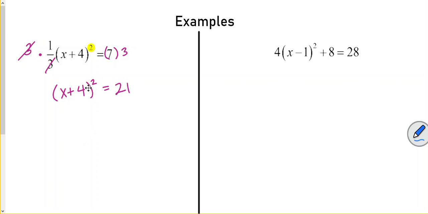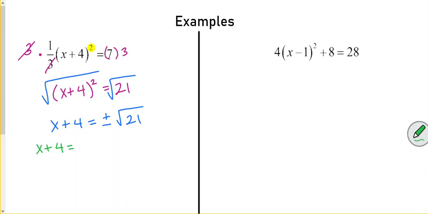Now my next step was to get rid of the exponent. So I'm going to square root. So that leaves me with x plus 4 equals, 21 is not a perfect square. If I put it in my calculator, I'll get a decimal. So we're just going to leave it as plus or minus square root of 21. The third step was to set up my two equations. So I'm going to have x plus 4 equals positive square root of 21 and x plus 4 equals negative square root of 21.